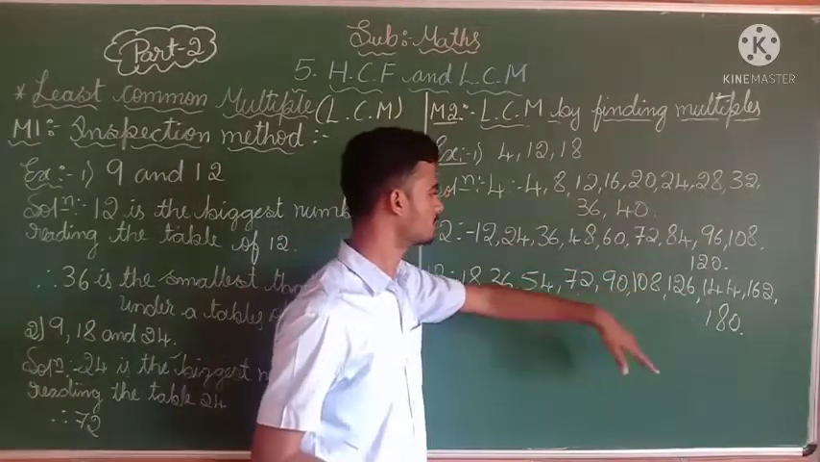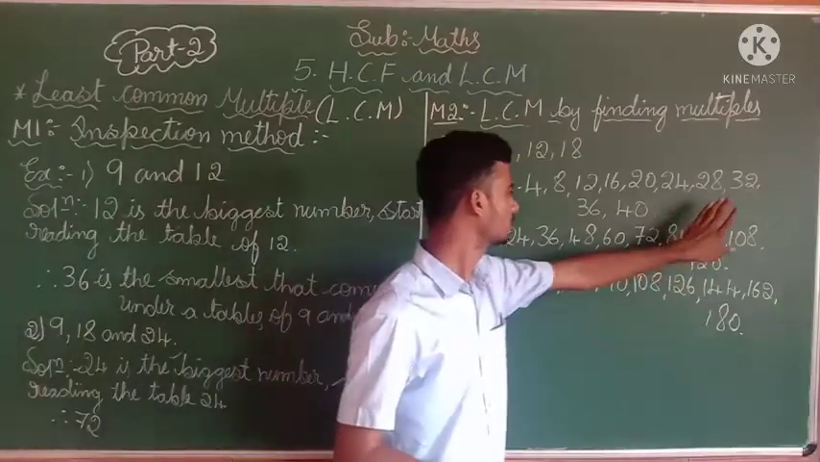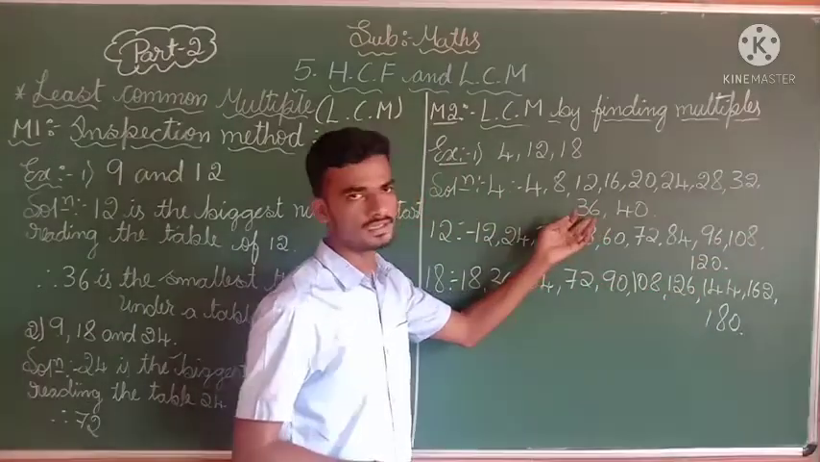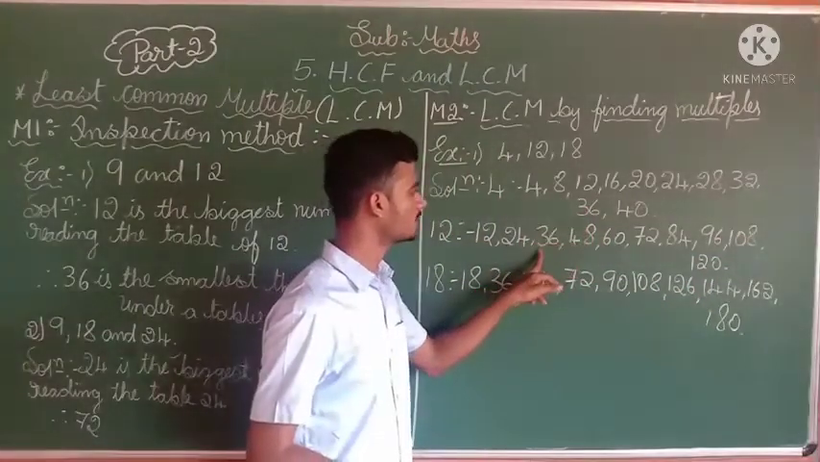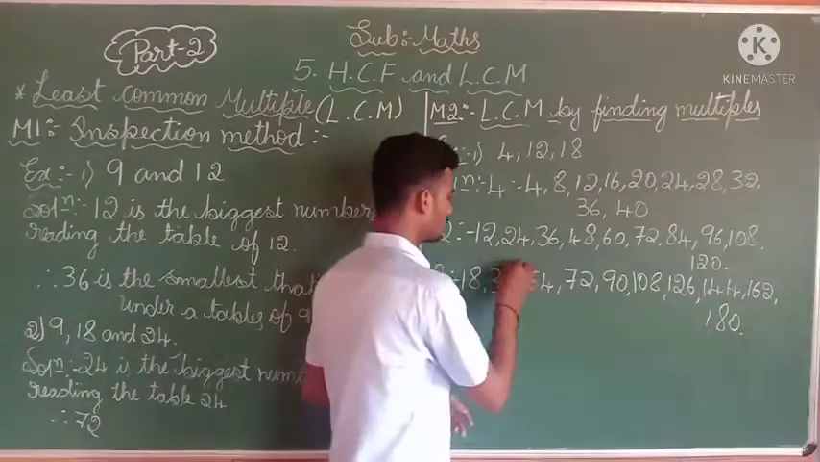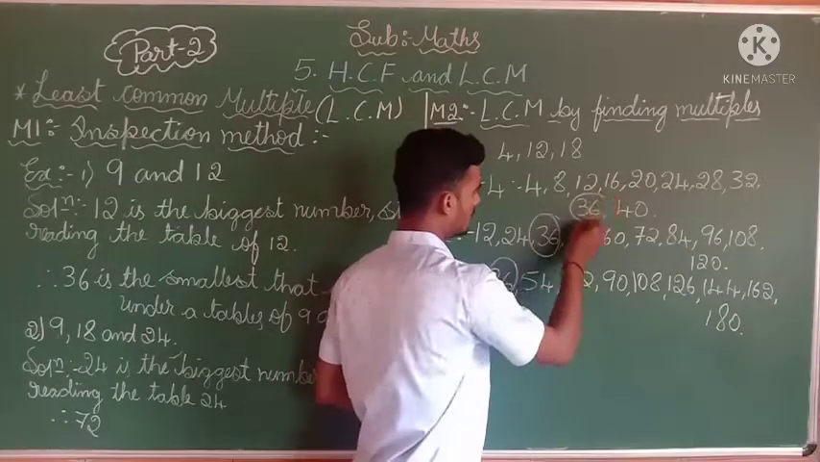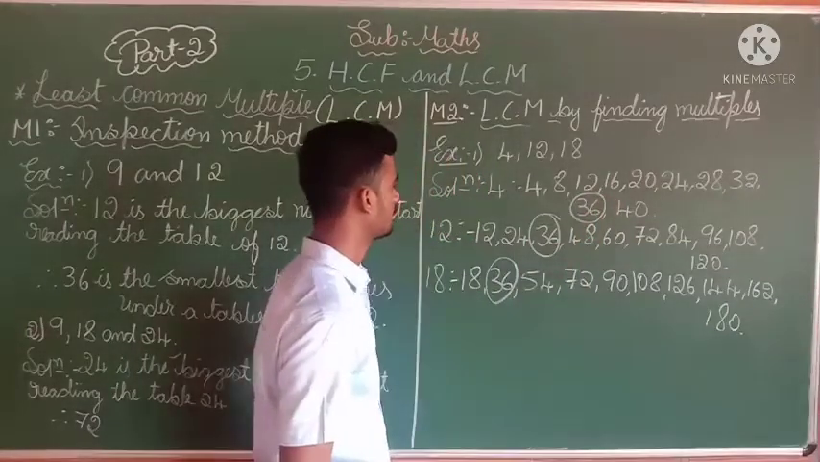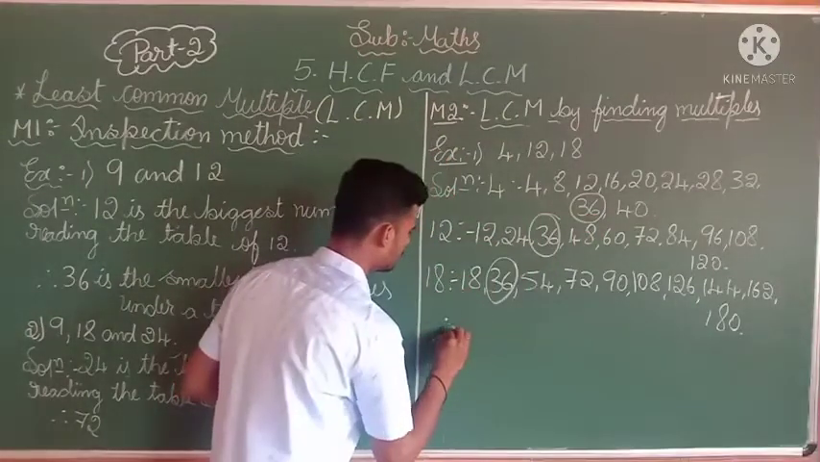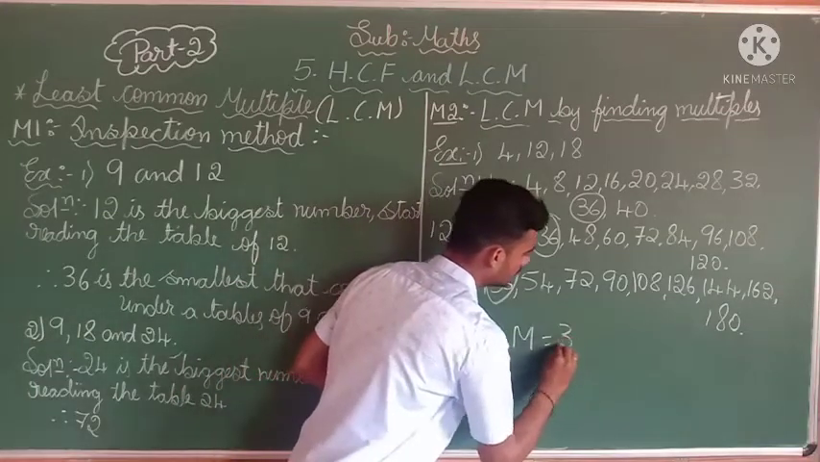Then 24 is also no. Then 28, no. Then 32 also not present here. Then 36, see here is 36, and in the 12 table you also get 36, and then in the 18 table also you got 36. Now this is the least common multiple. Okay, in this, the least common multiple is 36, therefore LCM is equal to 36.